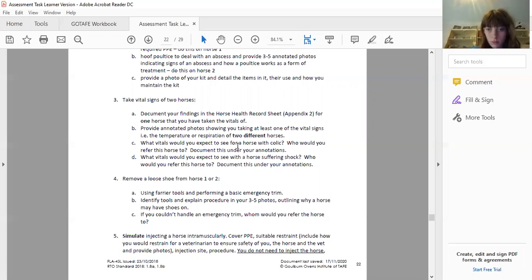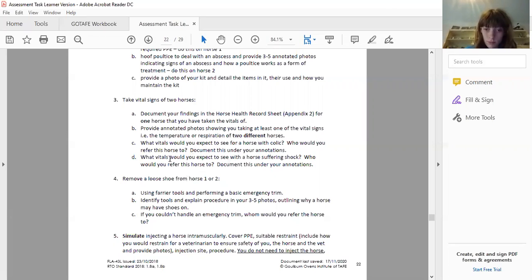Part C, what vitals would you expect to see for a horse with colic? Who would you refer this to? Document this under your annotation. So you've provided photos of bandaging, photos of assessing vitals. Then underneath you can say part C, for a horse with colic, I would expect to see this, this, and this. This would be reported to whoever you would report it to.